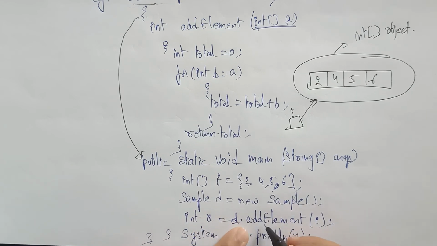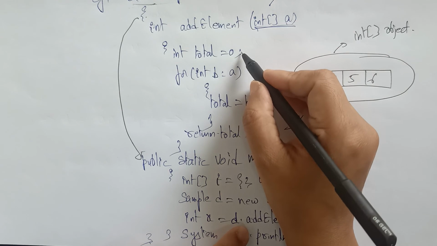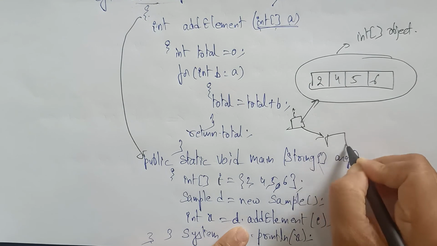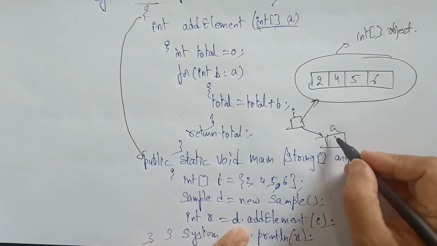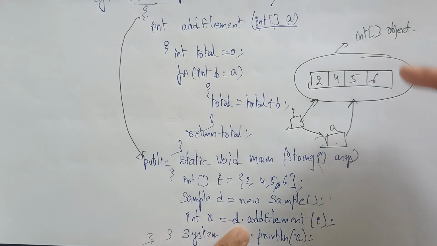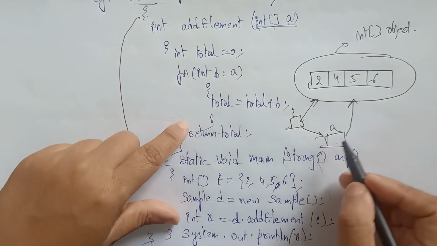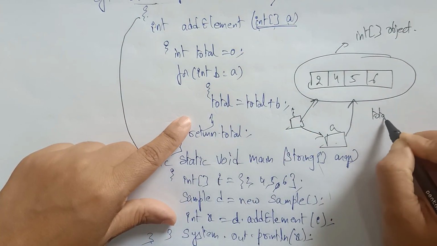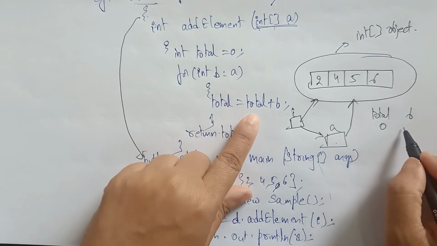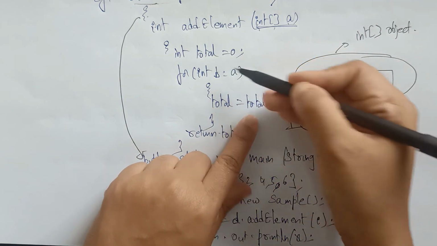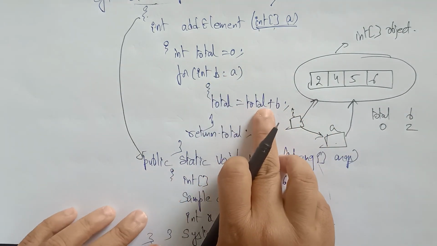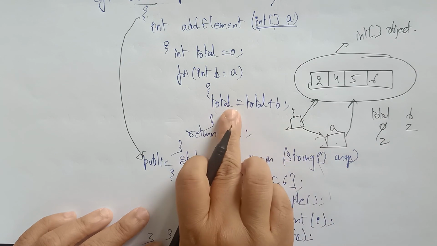D dot add element. Add element means the controller will go to here. Whatever I is there will be assigned to A. Whatever the A reference is, it is accessing this array. So first, what is the A value? A of 0. First total is initialized to 0, and the B is there. A is sent to the B. So A of 0, that is 2. 2 will be occupied into the B. So total 0 plus 2, 2. Now the total is 2.